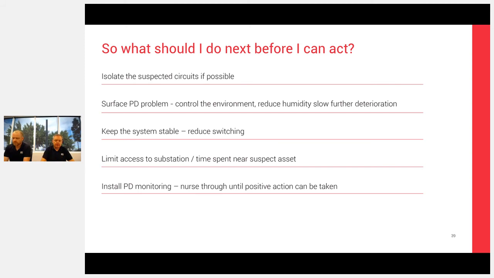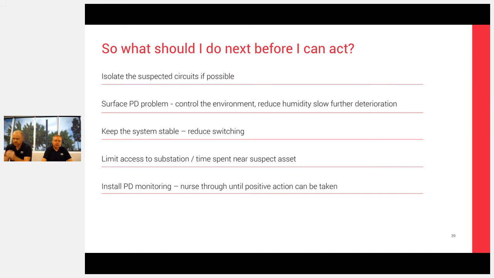Before you do that, there are a number of things that we suggest that you can do. So isolate the suspected circuits if possible. If you've got one particular circuit breaker, the one that we saw, T47, T48, can we just use T48 for a while? Take that T47 off the system. The answer was no in that particular case.